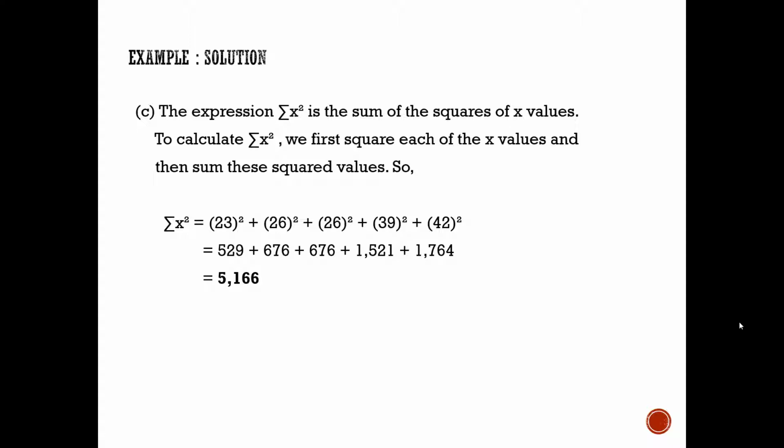And next, if I want the sum of x squared, I have to square each value for x first, add those together, and I come up with 5,166. As I said, this is not a random exercise. This is something you are going to have to do in your formulas, so you want to be sure that you understand the differences in these two notations, or these two summations.